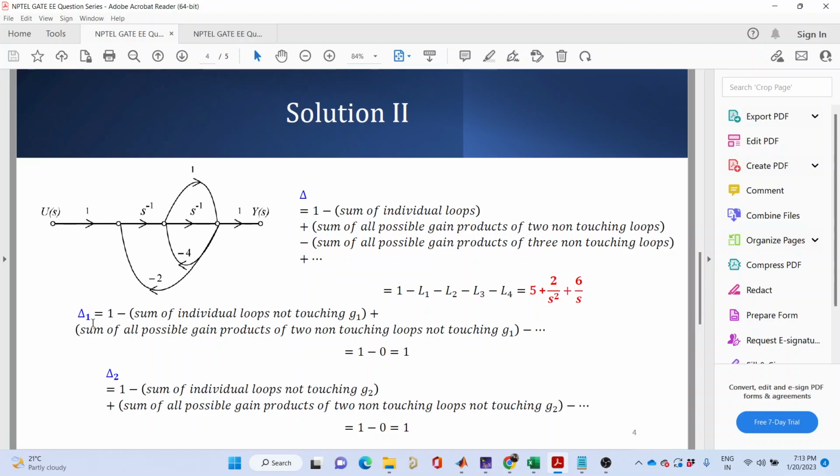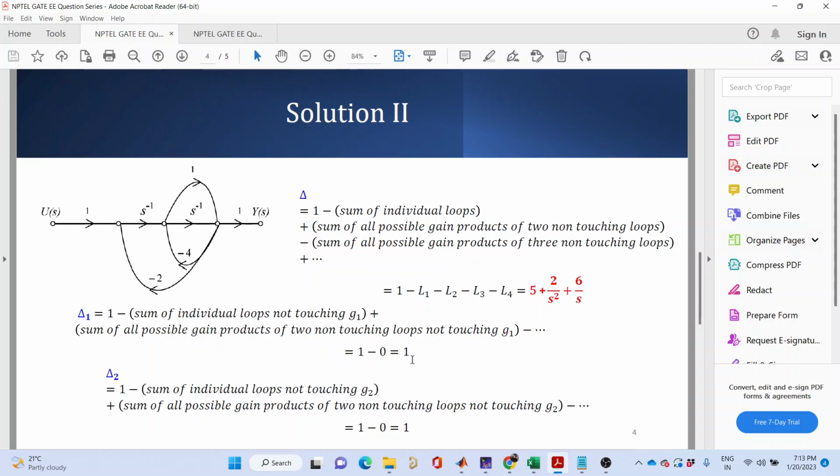And what is delta 1? That is the part of the graph which is not touching the loop L1. So 1 minus sum of individual loops not touching the forward path 1, G1. There are no such loops which are not touching this forward path. All the loops are touching this forward path G1.